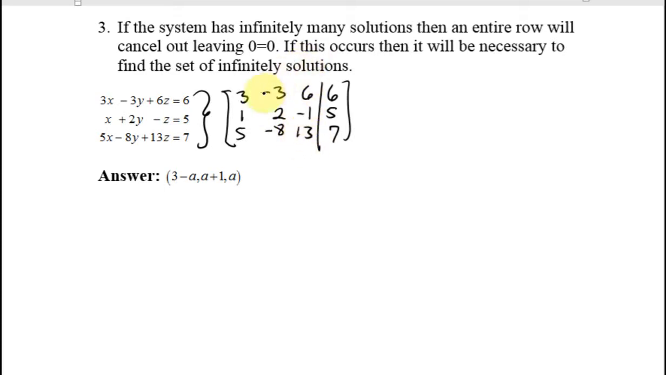So to get a 1 here where this 3 is, I can do one of two things. I can divide by 3 for row 1, or I can interchange rows 1 and 2. I'm just going to divide by 1/2 on row 1. So it gives us 1, -1, 2, two there. Just rewrite rows 2 and 3.